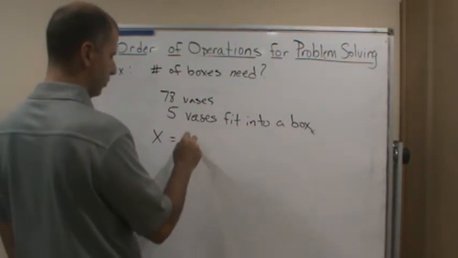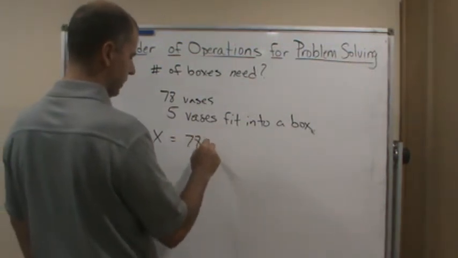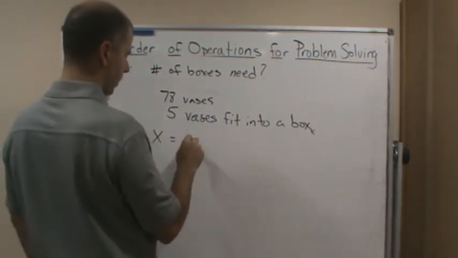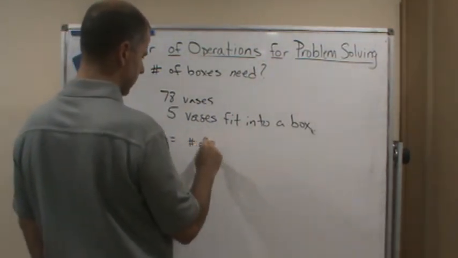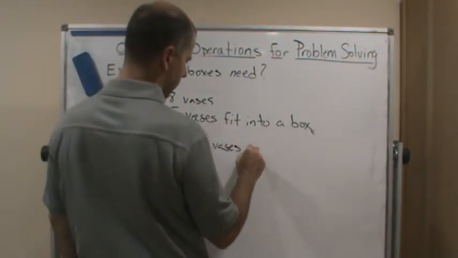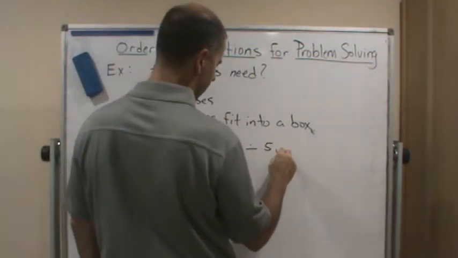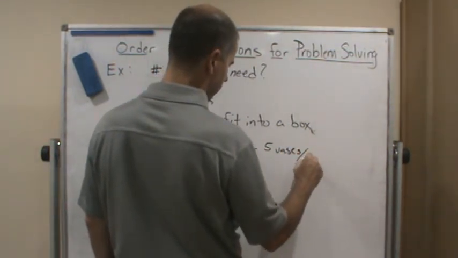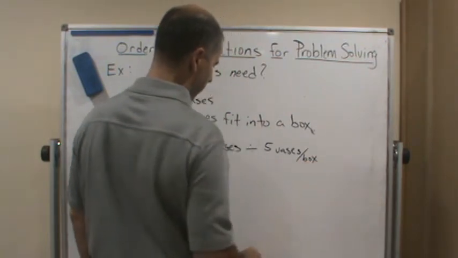So that's going to be equal to the 78 vases divided by 5 vases per box.